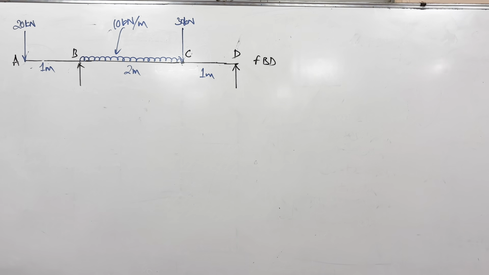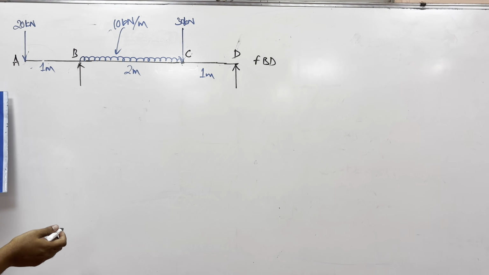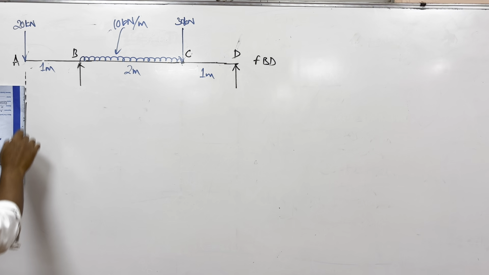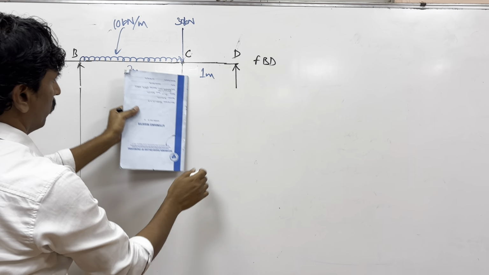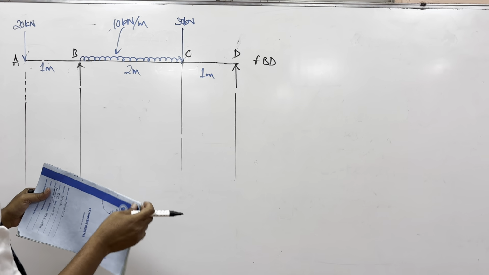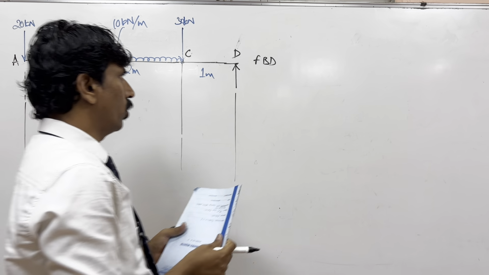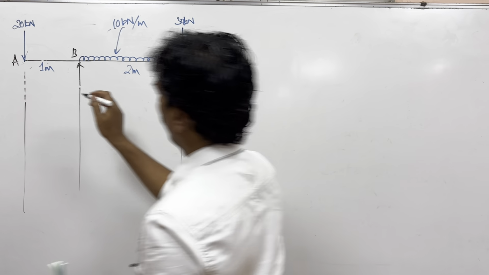Okay, now once you have done this, what is the next step? Before that you need to draw the lines here, light lines. So you draw here and then reserve the place for SFD and BMD, and then start doing calculations here. This is the free body diagram.